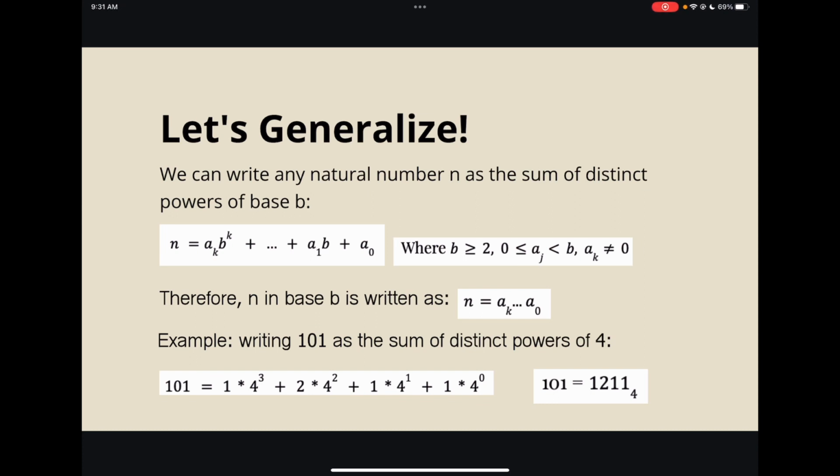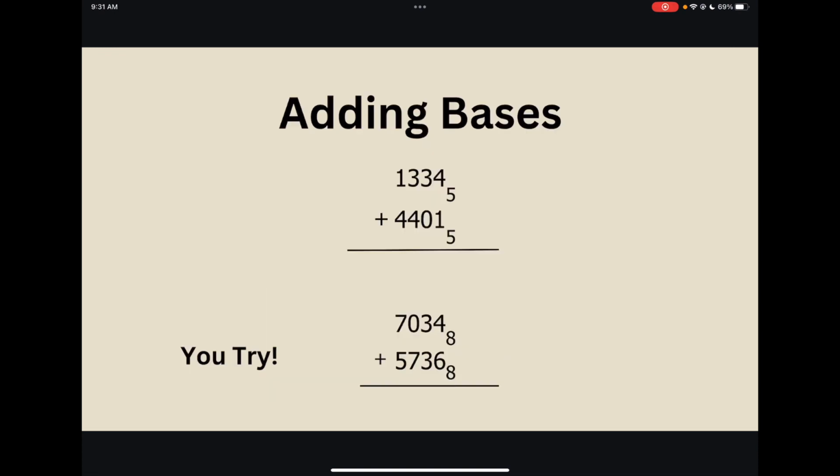All right, this slide talks about a way that we can generalize what we were doing in the last few problems, especially since we're all math majors. It's a little bit more clear to sometimes see it written out in this form.